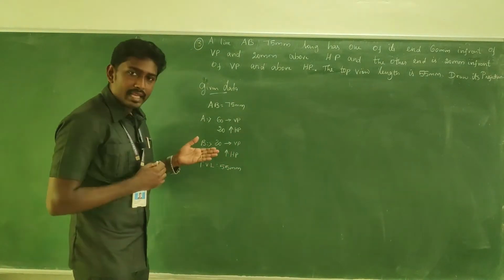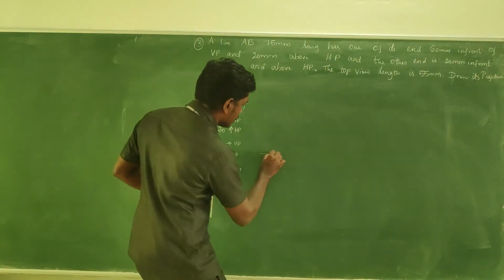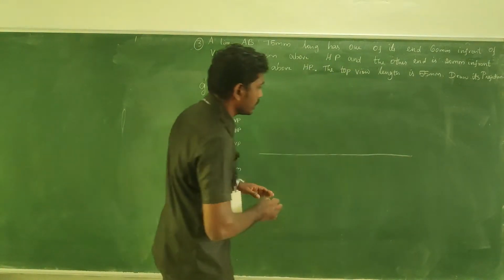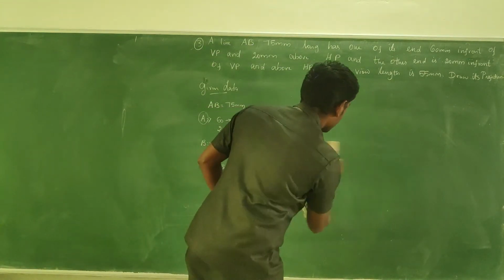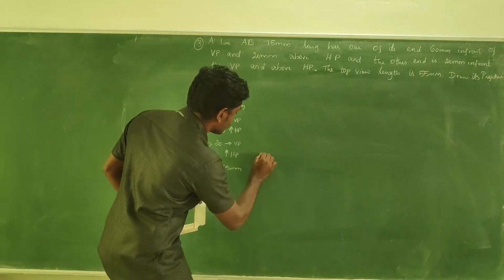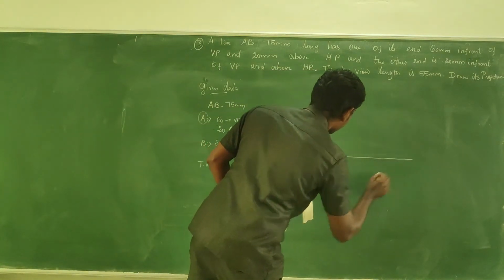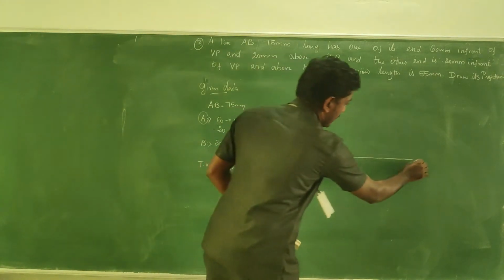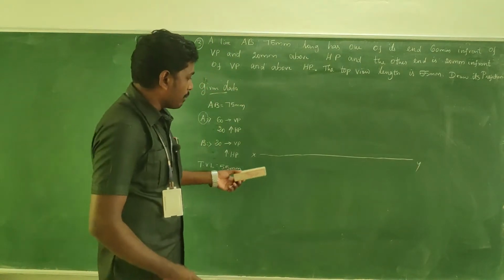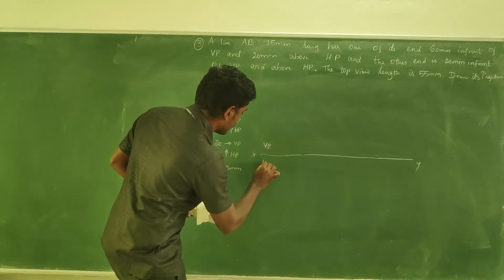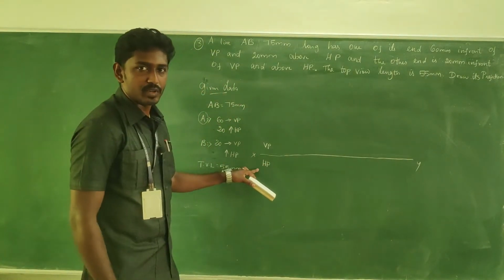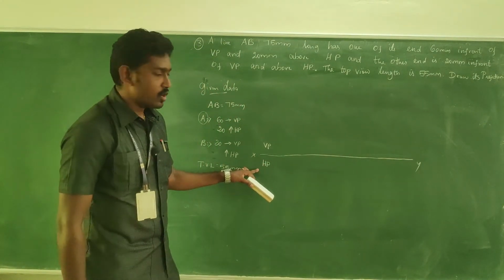So first start with the reference line. Just go for a horizontal line like this. You have to draw a very good horizontal line which makes your reference line. It is XY, and above the reference line is VP and below the reference line is HP as per the first angle projection.